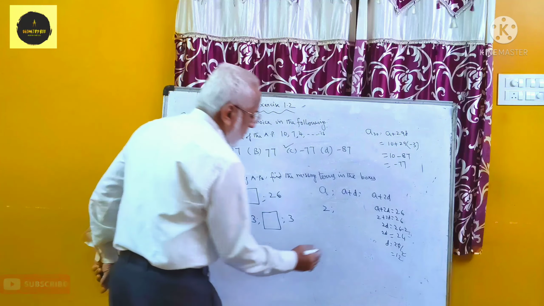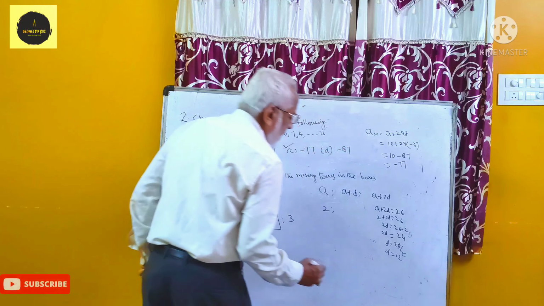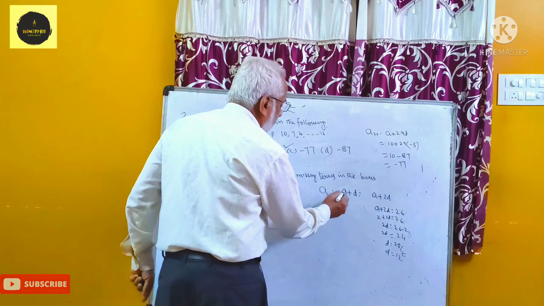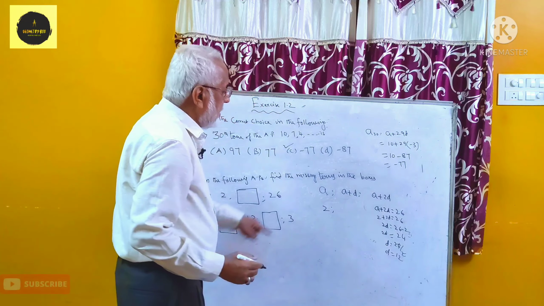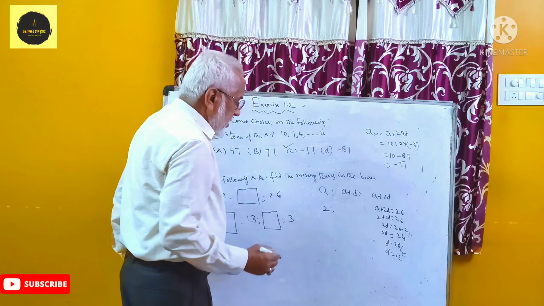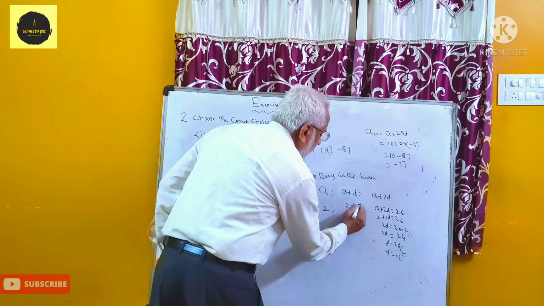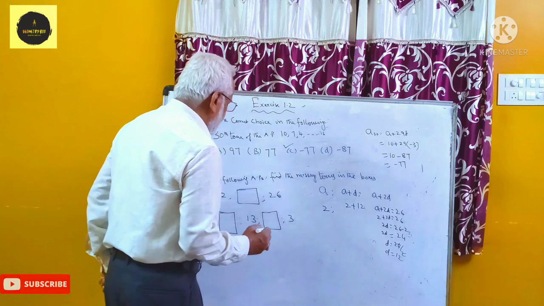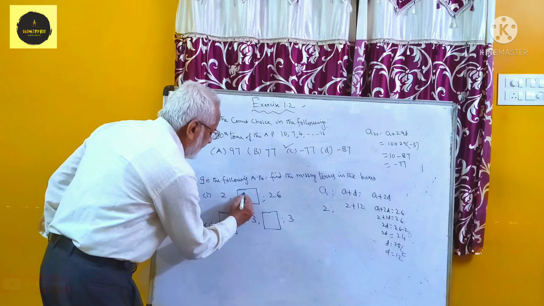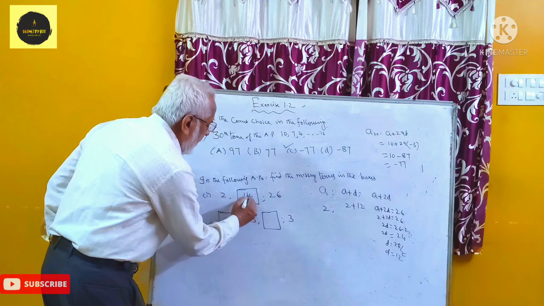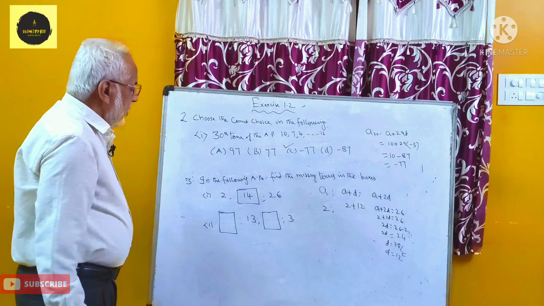The value of D is equal to 12, and the value of A is equal to 2. So what is the missing number in the box A plus D? Take the value of A, that is 2, and the value of D, it is 12. 12 plus 2, how much? 14. So the missing number is 14.